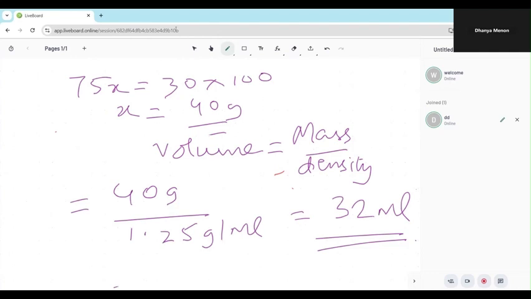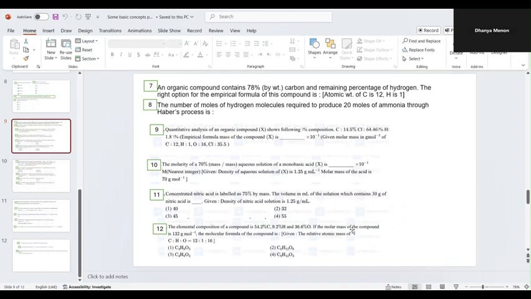So sharing the screen again. Coming to the 12th question. It's again a question based on empirical and molecular formula, and see how many questions are coming from empirical and molecular formula. Here they have asked a molecular formula. In the previous questions, they were just asking the empirical formula. So this is a different type, though we have done this type.